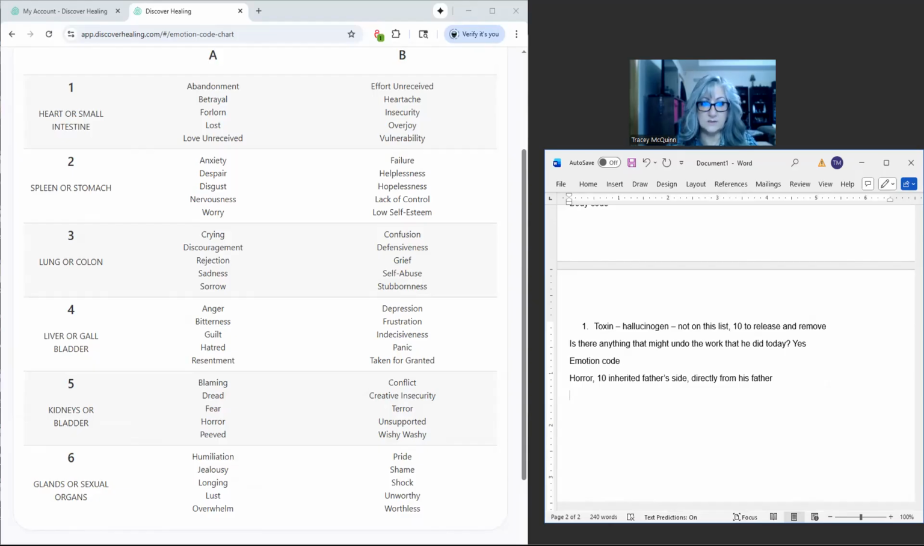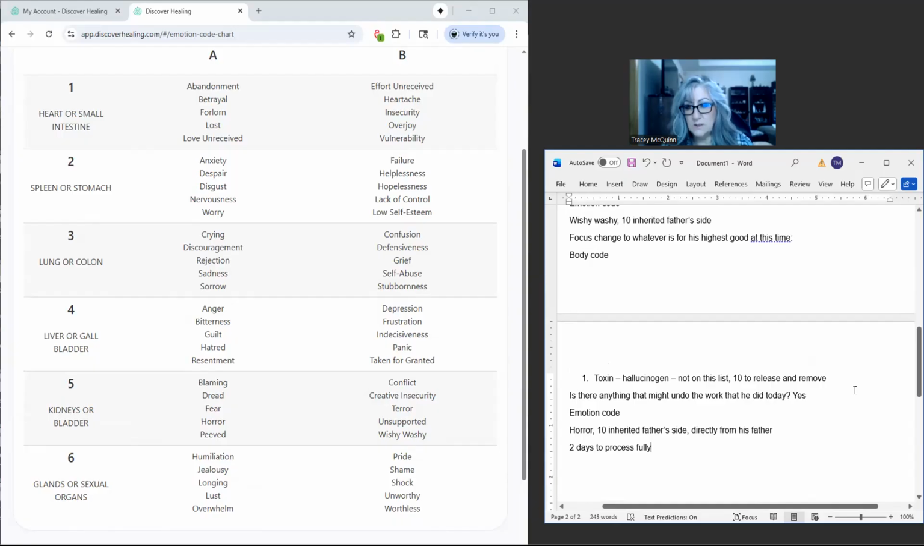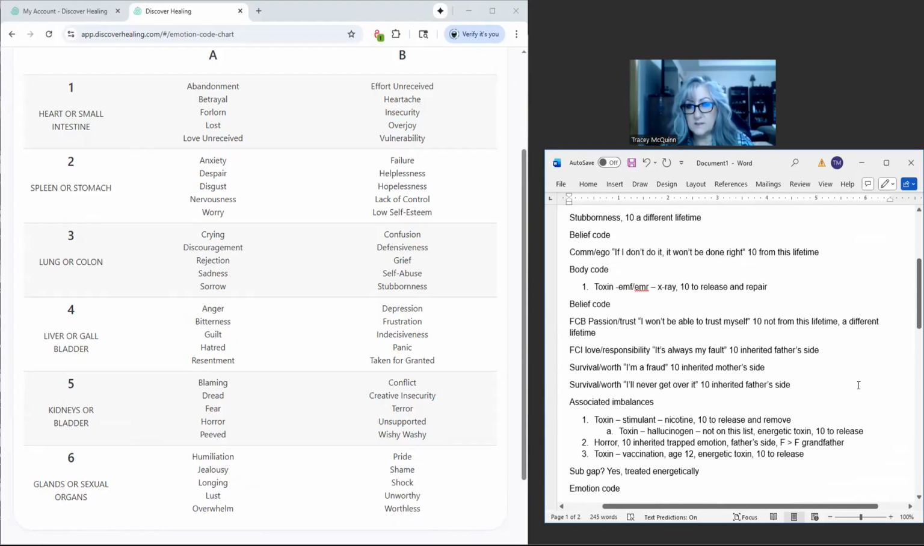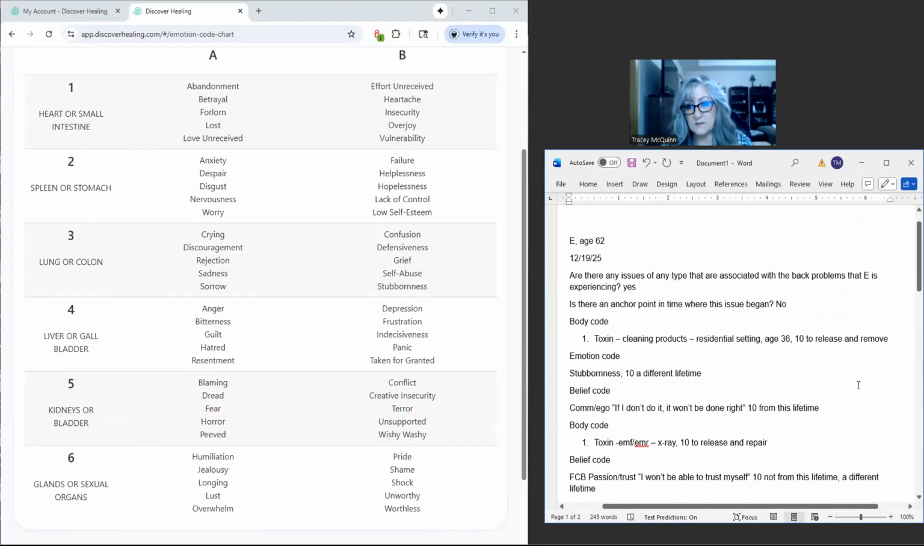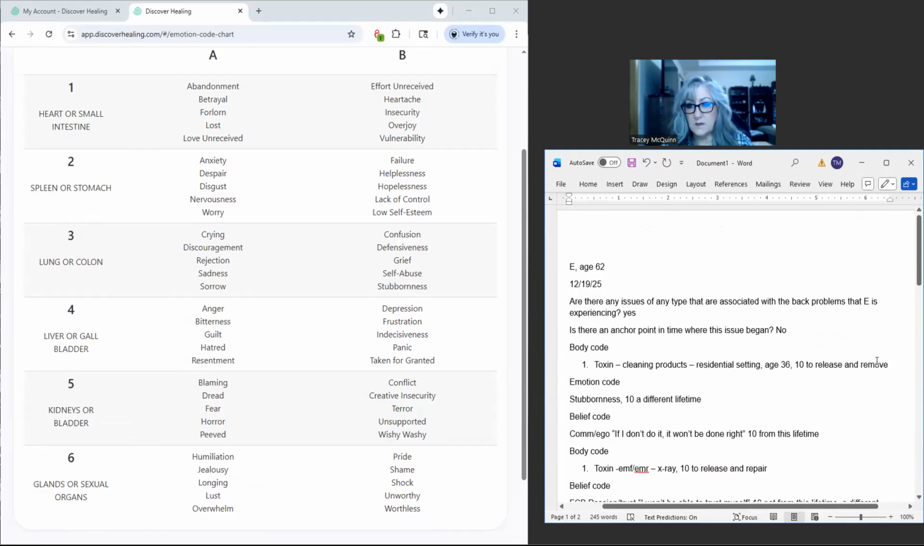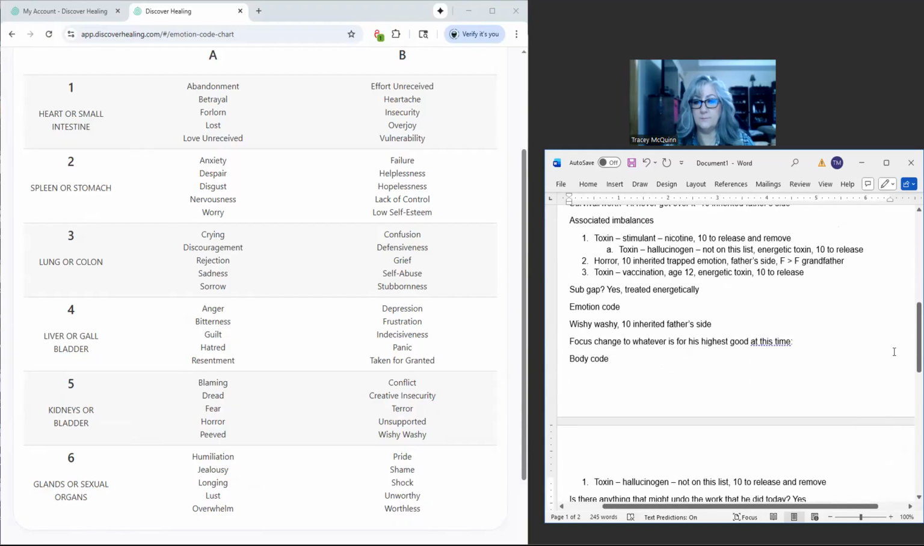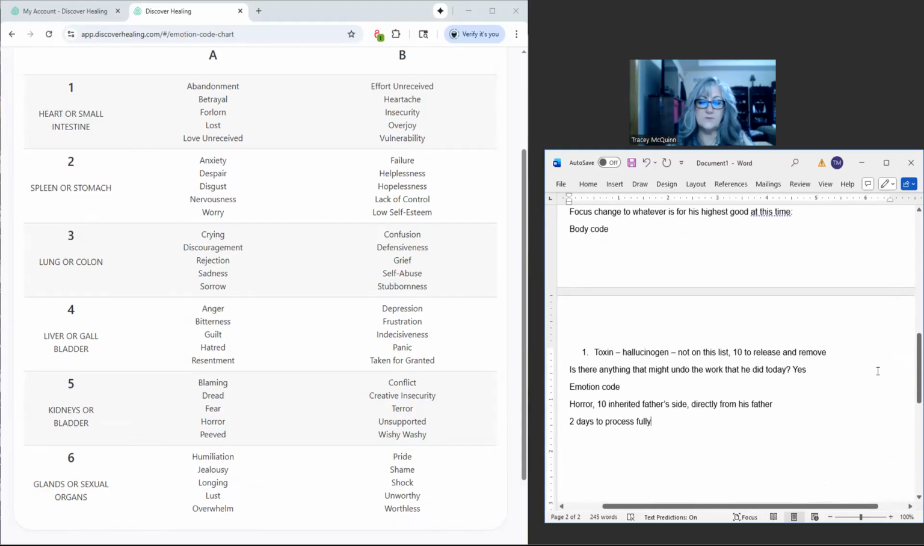Is this going to be 1 day to process, 2 days to process? Okay, 2 days to process fully. He didn't need anything assisting him in removing any of the toxins we came across, and I didn't hit upon any other homework that he had to do. So that right there is our first session on, actually it's our second session on this back issue, but hopefully that will help him.